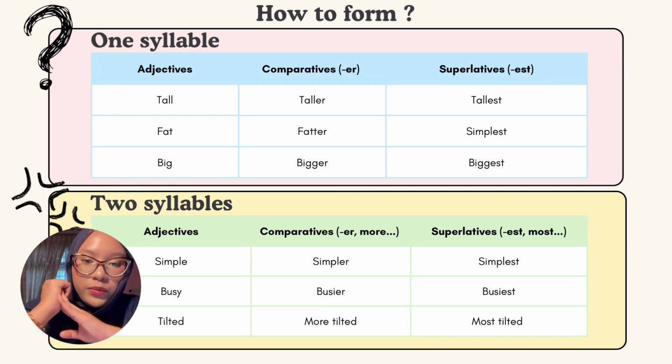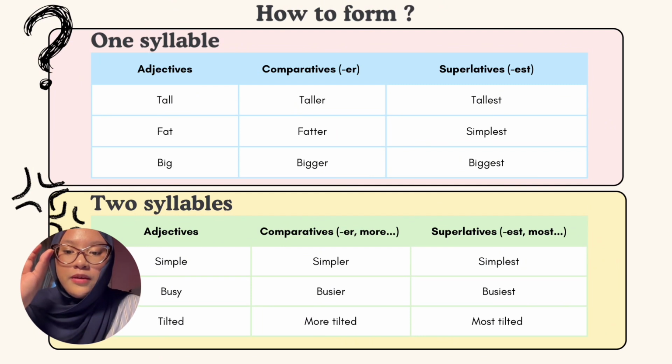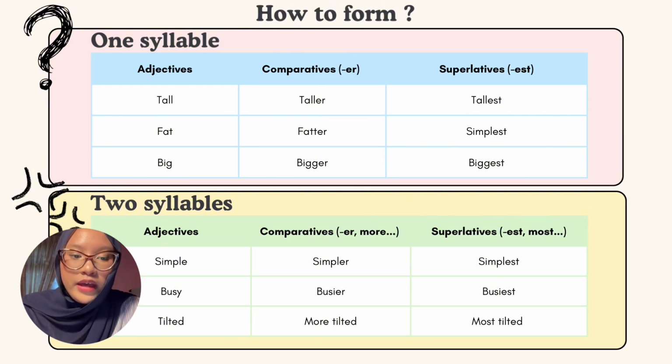And then the next one is two syllables, which becomes a bit tricky for some students because sometimes we take the ER, EST form, and sometimes we use more or most. For example, the first example is simple: simpler for the comparative form, and simplest for the superlative form. But let's look at the third example, which is tilted. It becomes more tilted for the comparative form and most tilted for the superlative form.